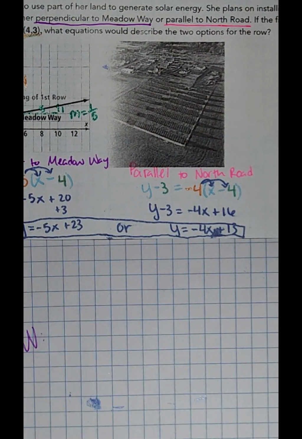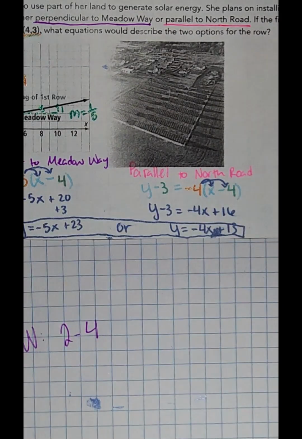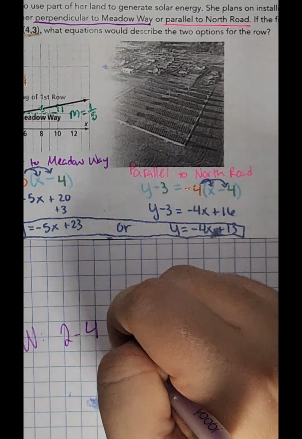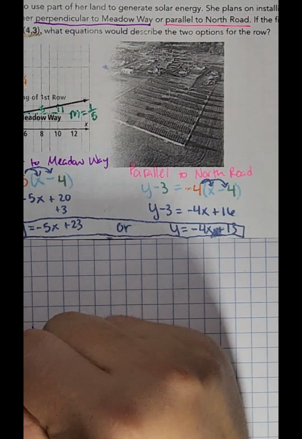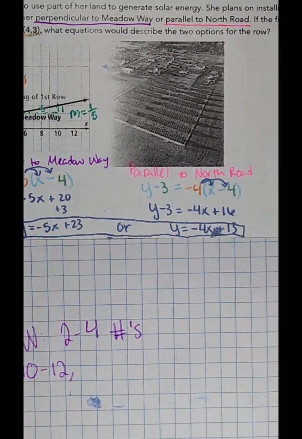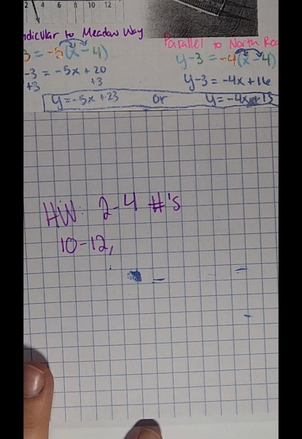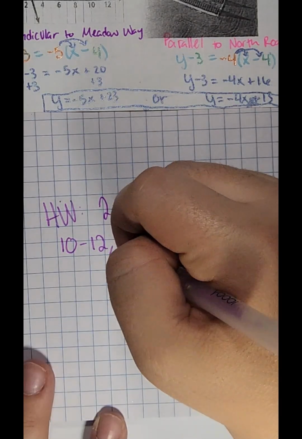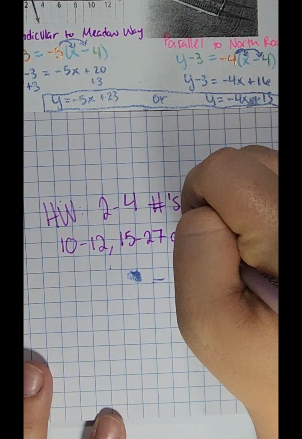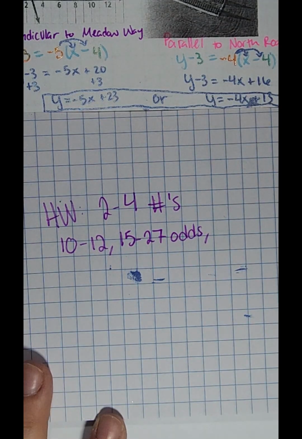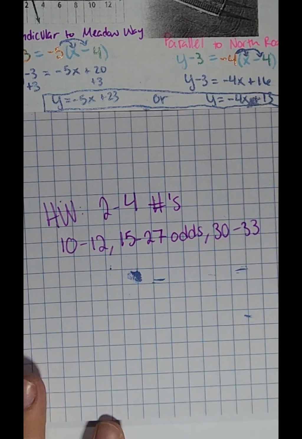The homework for this lesson is in the textbook. That'd be in section 2-4. You're looking for the practice and problem solving questions. You are specifically doing numbers 10 through 12. You're doing 15 through 27 odds. And you are doing 30 through 33.